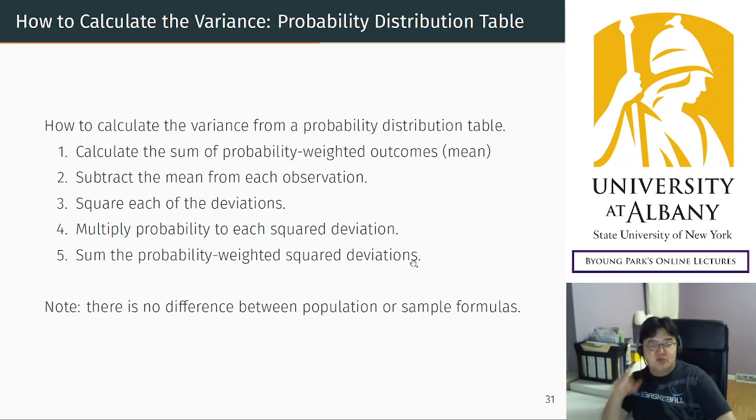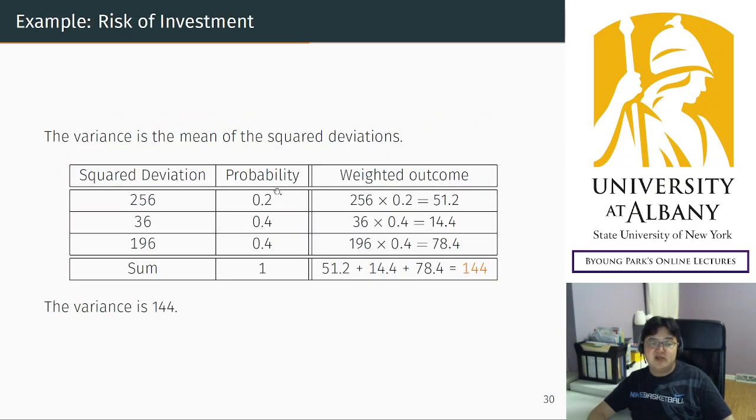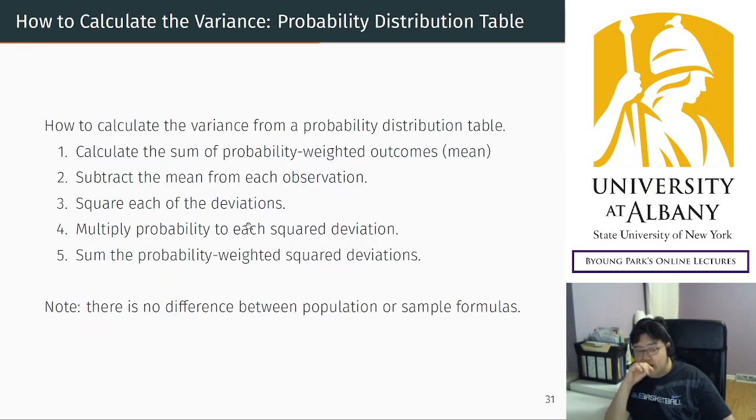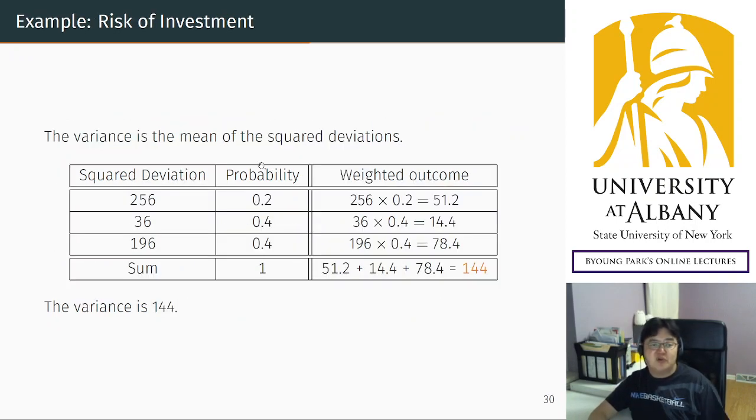And another note here is that when you use a probability distribution table, there is no difference between population or sample formulas, because the probabilities are given. There is no room for n or n minus 1. So in this case, there are no different formulas. It just depends on whether the probability is the population probability or the sample probability. So in that sense it's easier.